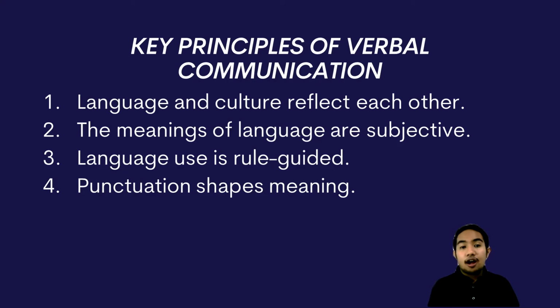Next is that language use is rule guided. So communication rules are shared understandings of what communication means and what kinds of communication are appropriate in particular situations. Next is that punctuation shapes meaning. So in writing, we use commas, periods, and semicolons to define where ideas stop and start and where pauses are needed. Similarly, in interpersonal communication, punctuation defines beginnings and endings of interaction episodes. So to punctuate communication, we define when interaction begins and who starts it. When we don't agree on punctuation, misunderstandings may arise.